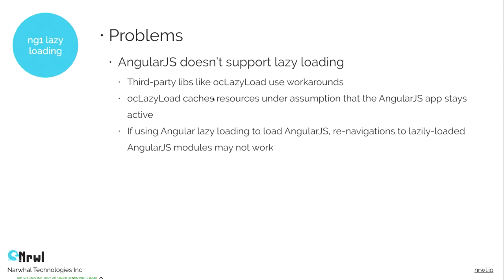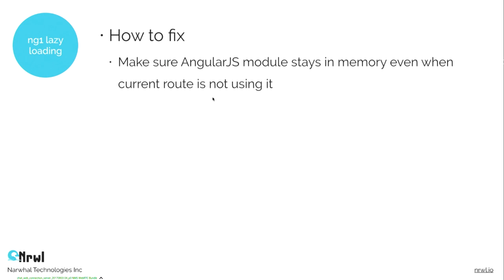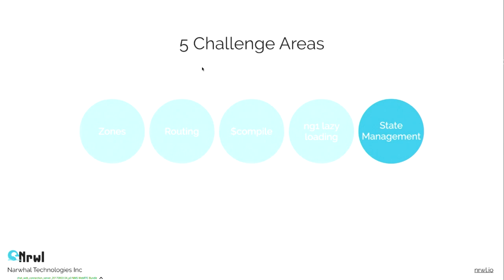There's some bugs with how it works, and it's pretty complicated why it's happening. So how do we fix it? Well, one way to keep using OC Lazy Load as part of your application is you can keep a hold of the AngularJS application that's been bootstrapped, cache it, keep it in memory, keep it active, so that if you navigate away from it and come back to it, it's still there. You're not going to have the reloading and other issues that are happening with OC Lazy Load. And obviously the other thing is you could just move to Angular and lazy load with Angular and do the right thing. And then the final area is state management.